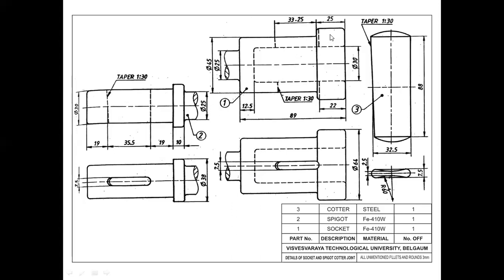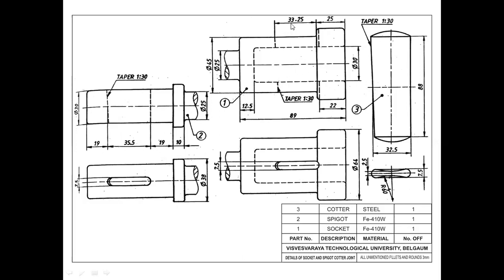You can see that we are having the socket, and the socket is having a taper of 1:30. You can see that in the front view, and also you can see it in the top view. And after this, we are having another part, the spigot, that is also having a taper of 1:30. So this 1:30 taper has to be fixed inside this socket.